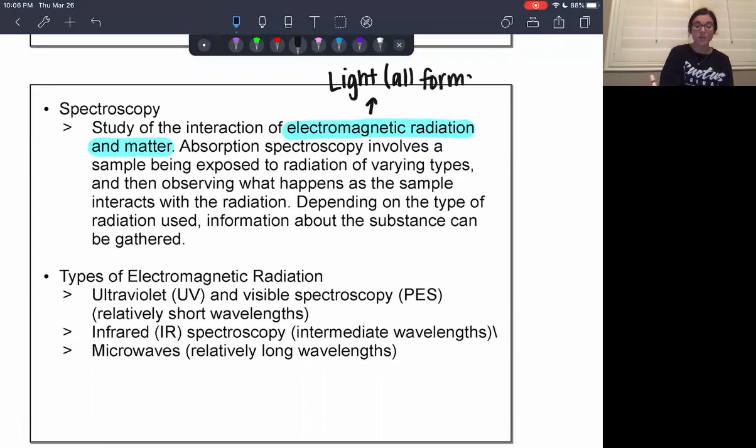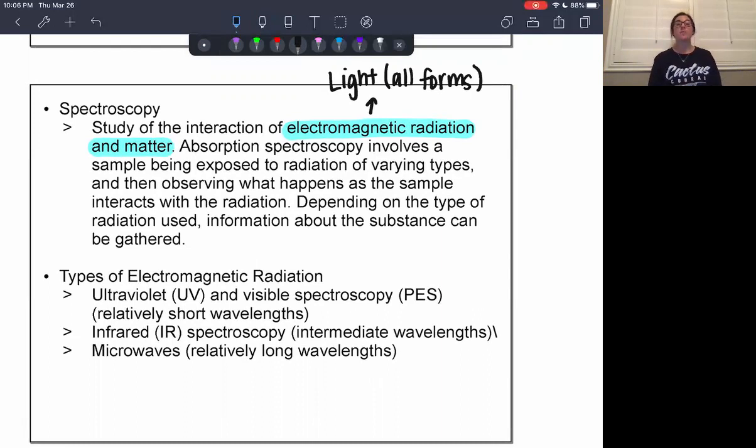So when we hear the word light, we probably think about visible light, the light from the light bulb, the light from your phone screen, the light you're seeing on your computer right now to watch this video. But there's all kinds of light that we take for granted, like radio waves. That's a form of light. It falls on our electromagnetic spectrum. Microwaves, a form of light. X-rays, a form of light.